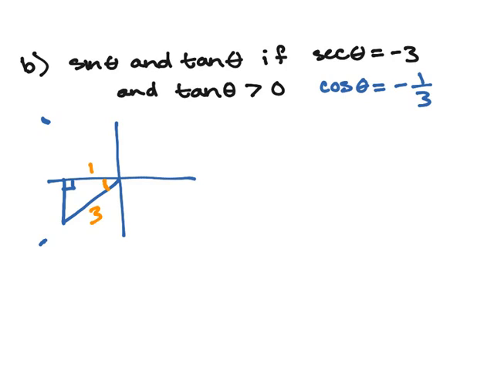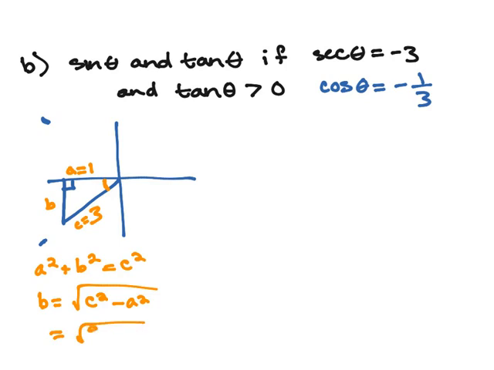So if we label this as A and this is B, then C is always the hypotenuse, right? So for A squared plus B squared equals C squared, we're going to need to rearrange to solve for B. B is going to be the square root of C squared minus A squared. So using our numbers, that's going to be 9 minus 1. That's the square root of 8.